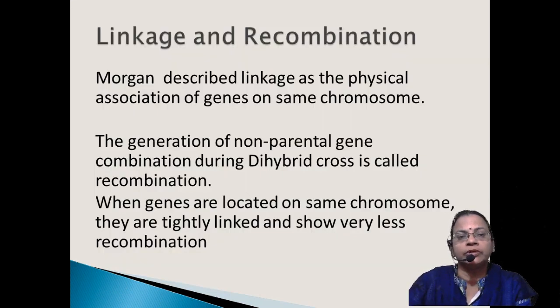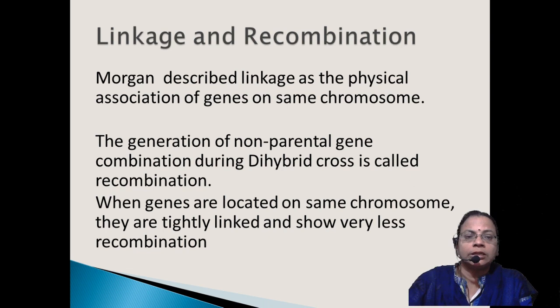And Morgan, when he studied the dihybrid crosses, found that the ratios of the test cross varied from what Mendel said. Mendel said that in a typical dihybrid test cross, the result will always be 1:1:1:1. That means all the different combinations will be available, resulting in equal proportion.